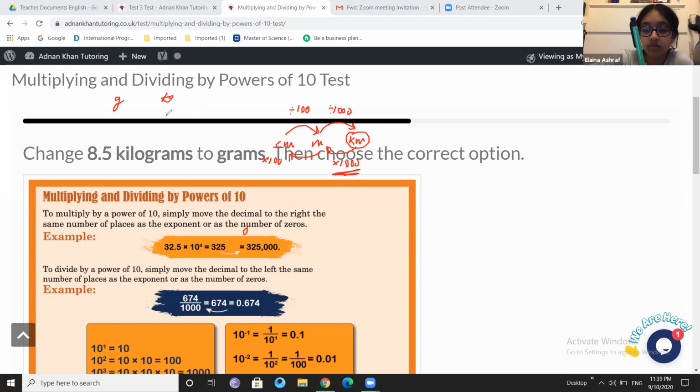That would be 8,500 grams. You have to move from grams to kilograms. You have to divide it by 1,000. Now, divide is always in the upper place of this flow chart over here, and you have to move from kilograms to grams. You have to multiply it with 1,000. So whatever there is in the kilograms, just multiply it by 1,000, and we'll get the same quantity in grams.